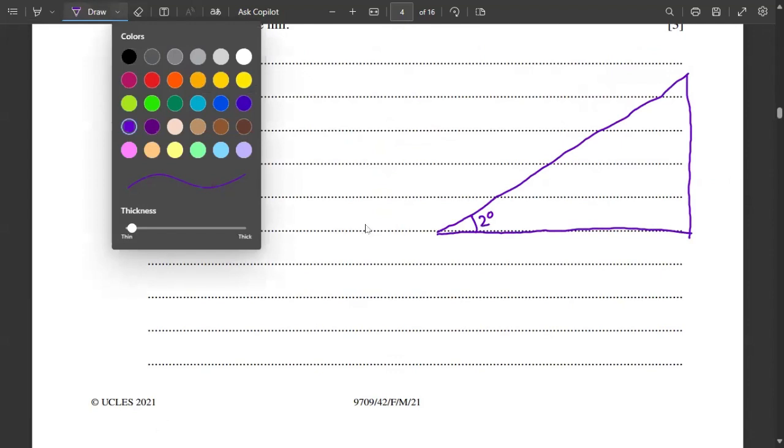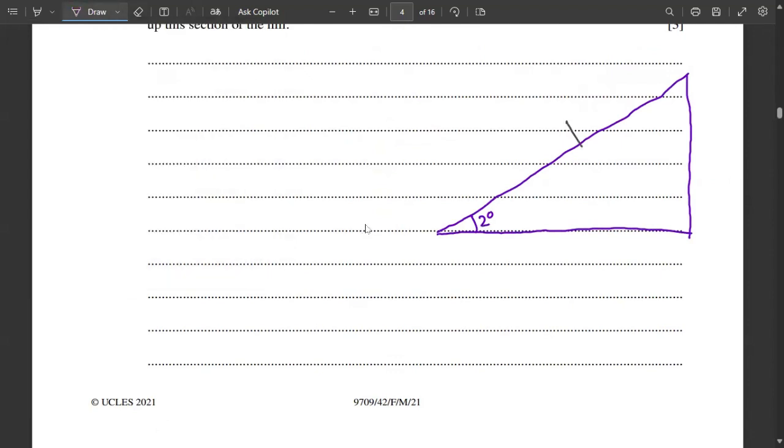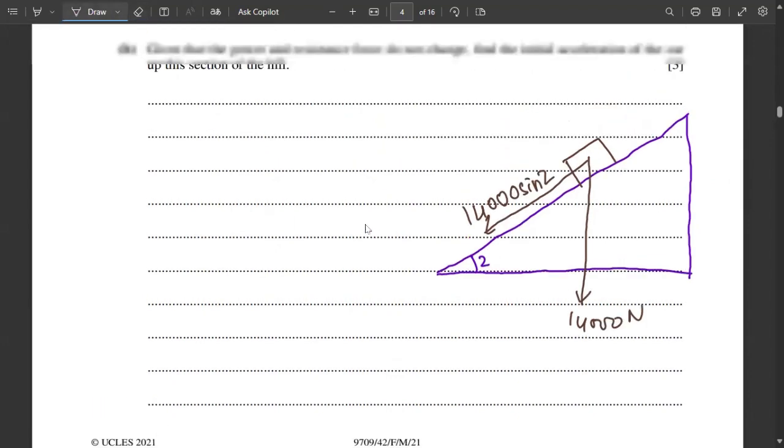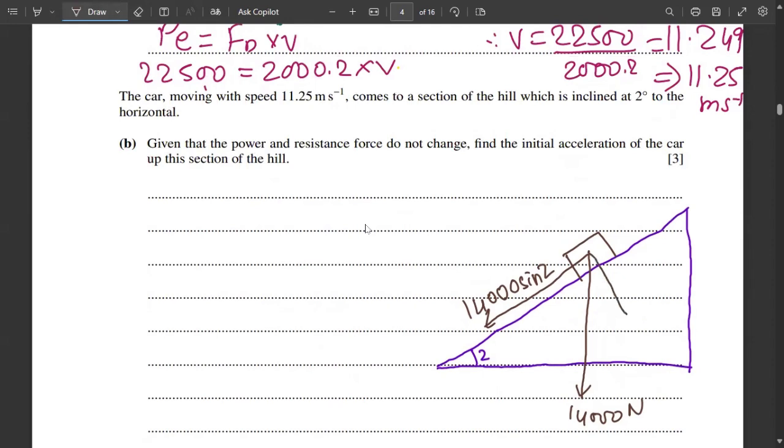This is a 2 degree angle. Same car, mass will remain the same. This is 14,000 Newton. This will become 14,000 sine 2 because the mg sine theta value has changed. So initially what was 14,000 sine 5.74 will become 14,000 sine 2. And the normal contact force will be 14,000 cos 2 degree. Okay, we'll go ahead.